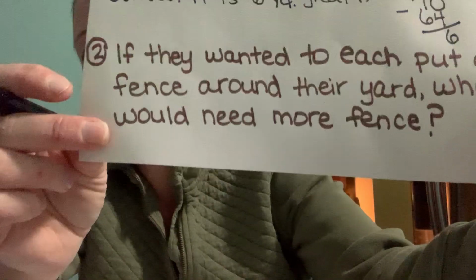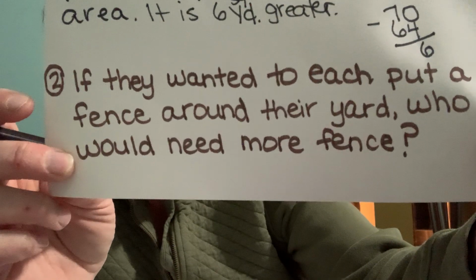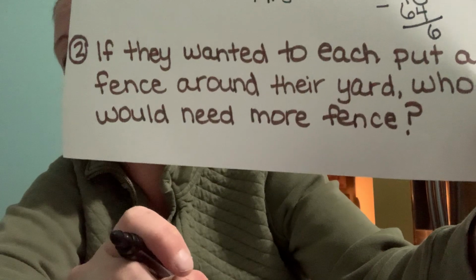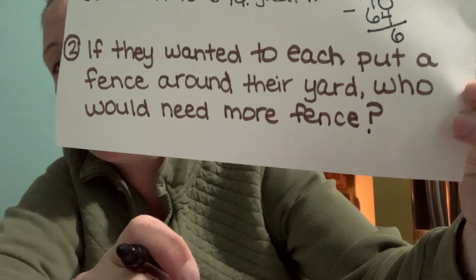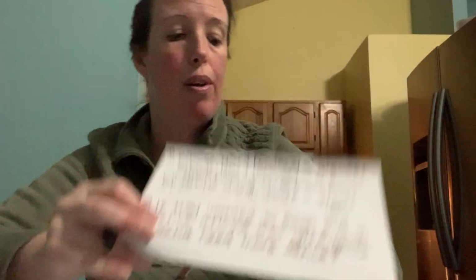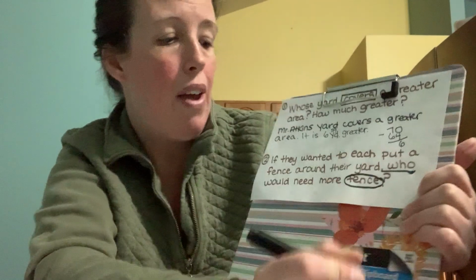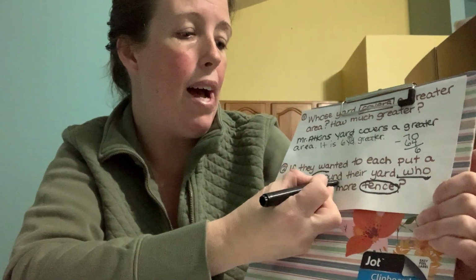The second question wants to know if they wanted to each put a fence around their yard, who would need more fencing? So I know my answer is going to be a person because it says who, right? So I'm not going to tell them a number. But then I also saw 2 key words here. I saw the word fence, and I also saw the word around.